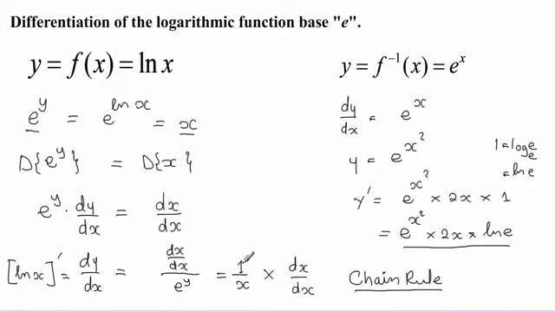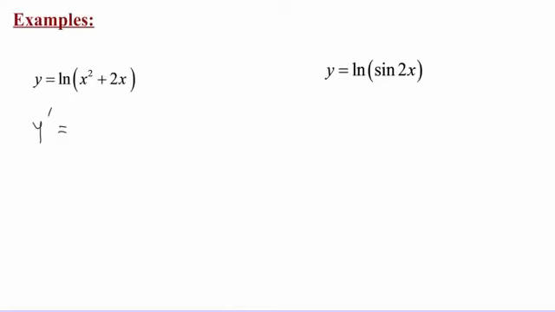I'm avoiding saying 1 over x because, as you can see here, the argument of ln is not just x, it's x squared plus 2x. So I'm going to say 1 over the argument, x squared plus 2x, multiplied by the derivative, of course with respect to x, of the argument x squared plus 2x. I'm writing so explicitly now because it's the first example, but as you get experience, you can do some shortcuts.